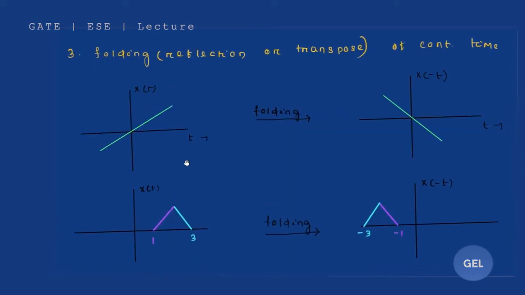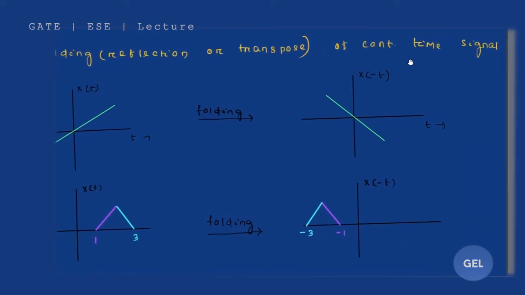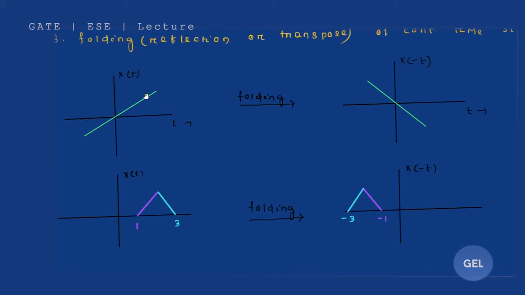And now let's get into folding, or some people call it reflection, or transforge, or time reversal. So that is a folding of a continuous time signal. That is a time reversal. So if this is your normal graph, you need to take a mirror image on the y-axis.